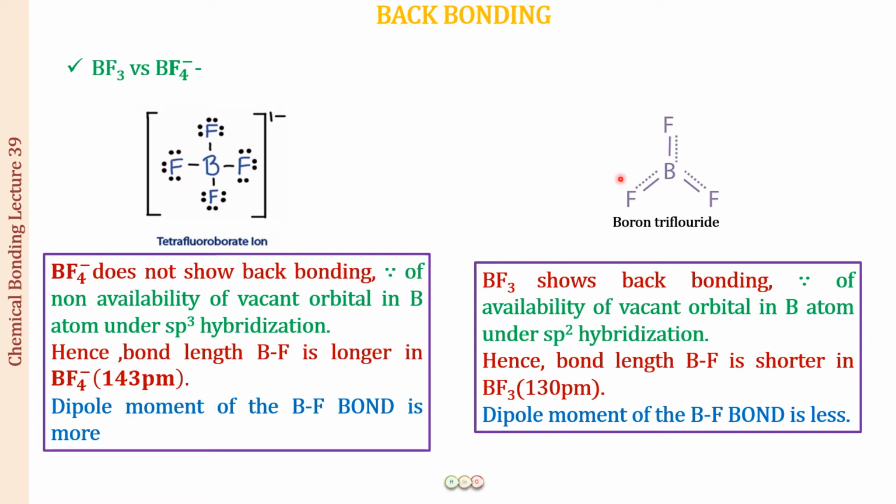Why? This is because in BF3 there is back bonding, whereas in BF4 negative there is no back bonding. There is no vacant orbital available for boron to undergo back bonding. Similarly, the dipole moment of the B-F bond is going to be more in BF4 negative as compared to boron trifluoride, because here it is only a sigma bond. The lone pair is not being shared with boron, so the electron pair is going to be more towards fluorine, which is more electronegative, and hence we have a greater dipole moment for the B-F bond in comparison to the B-F bond in BF3. Alright, I hope this is all clear.